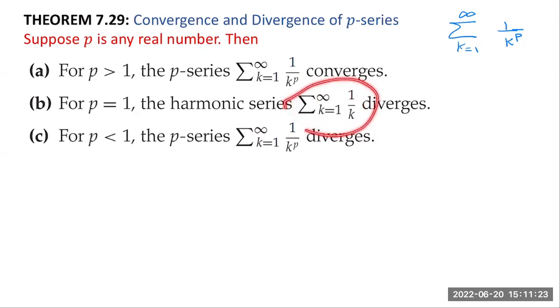This is an extremely important series when you do analysis. If you go to a higher math course, like a mathematical analysis course, you will see this series often. So this is called the harmonic series, and the harmonic series diverges. And then if p is less than 1, then this series diverges. Okay, all right, very helpful theorem. The proof of this theorem is a straightforward application of the integral test, and I will not be going over the proof. It's very straightforward.